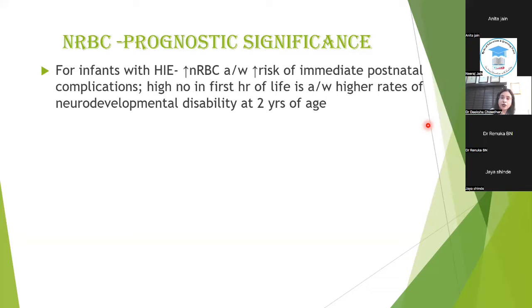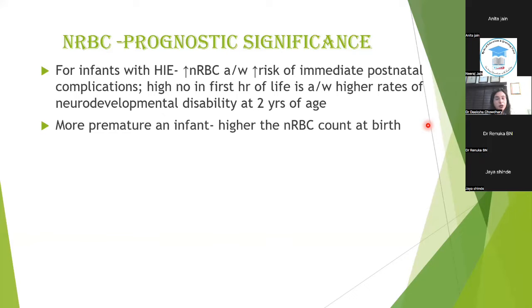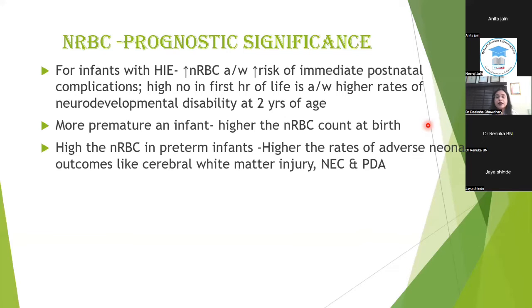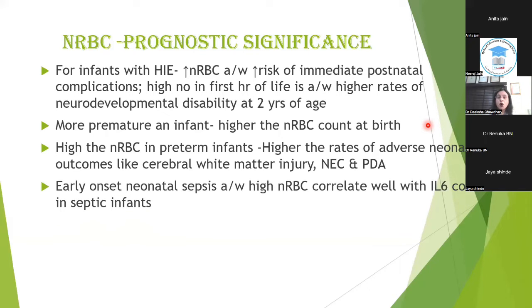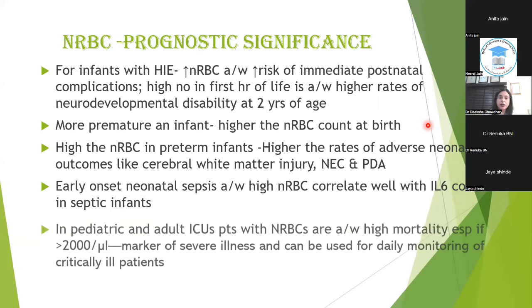Higher number in first hour of life is associated with higher rates of neurodevelopmental disability at 2 years of age. More premature the infant, higher the NRBC count at birth. Higher the NRBC in preterm infants, higher are the rates of adverse neonatal outcomes like NEC and PGA. Also, early onset neonatal sepsis is associated with high NRBCs, and they correlate well with IL-6 concentration in septic infants.